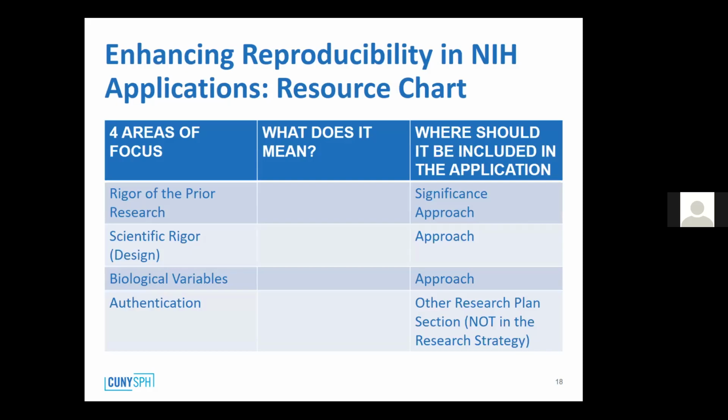In the handouts is the link to enhancing reproducibility in NIH applications. This resource chart has a link to that. And for brevity, I have not reproduced all of it because you wouldn't be able to see it on the slide. It reviews 4 areas of focus: rigor of prior research, scientific rigor, design, biological variables, and authentication. At the NIH website, it tells you what each focus area means and where in the application it should be included. This table is only used as a guide.